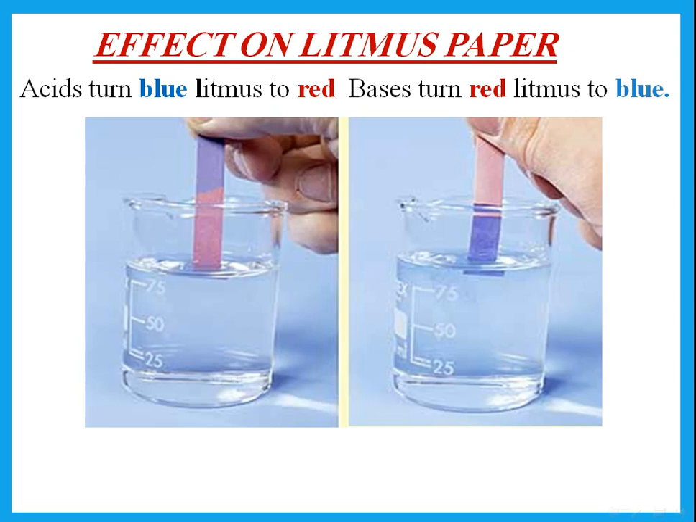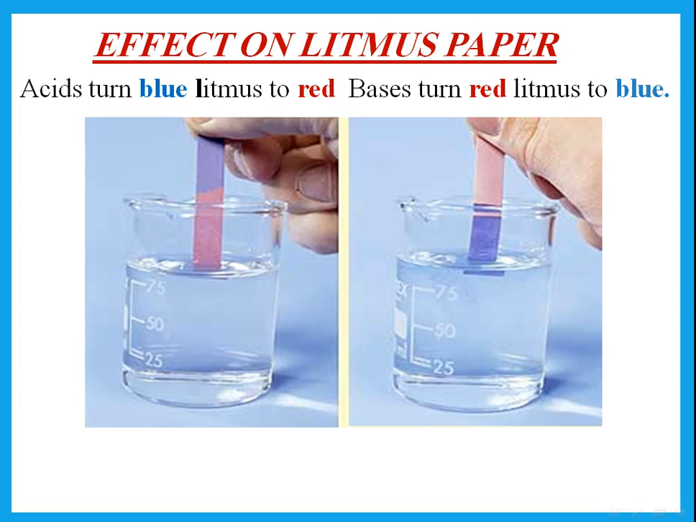So litmus paper is red in acids. If it was originally the red one, it will remain red. If originally it was the blue one, it will turn to red. Okay, what if I put litmus paper in base? Litmus paper in base turns blue. So if it was originally blue, it will remain blue. If it was originally red, it will turn to blue. So litmus paper in acid is red, in base it is blue.